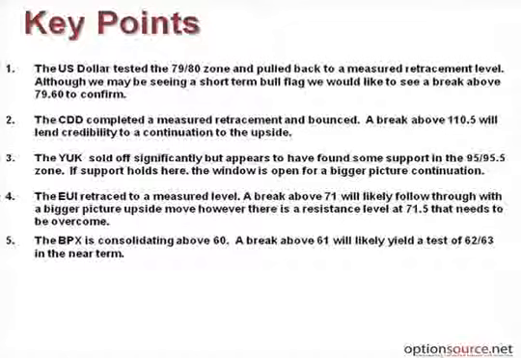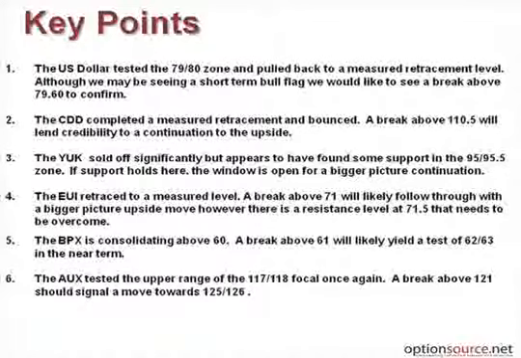The BPX is consolidating above 60. A break above 61 will likely yield a test of 62.63 in the near term. And finally, the AUX tested a support range down at the 117, 118 focal zone. Once again, a break above 121 should signal a move towards 125, 126.